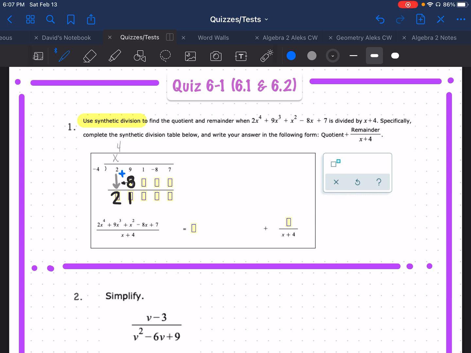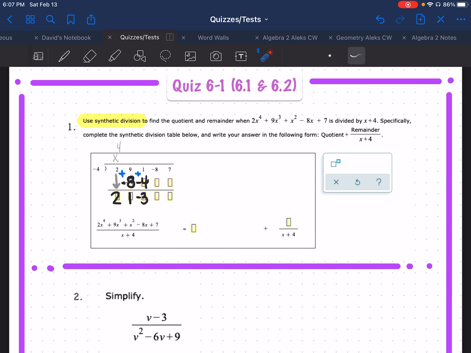And now I'm just going to keep repeating that process. I'm going to keep multiplying by the divisor and I'm going to keep adding together. So I'm going to multiply -4 times 1. -4 times 1 equals -4, and I'm going to put my answer right here. I'm going to add these two together. 1 plus -4 is -3.